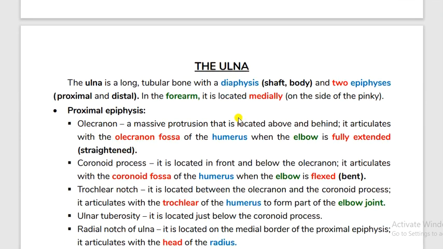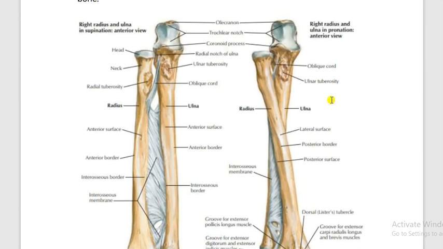The next bone is the ulna. The ulna is a long tubular bone with a diaphysis, also known as the shaft or the body, and two epiphyses, the proximal and the distal epiphysis. In the forearm, it is located medially, that's on the side of the pinky, that is the small finger.